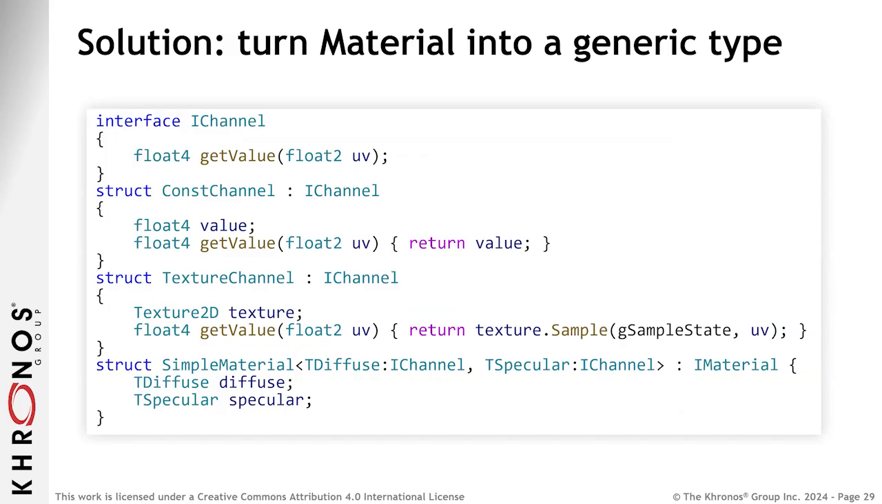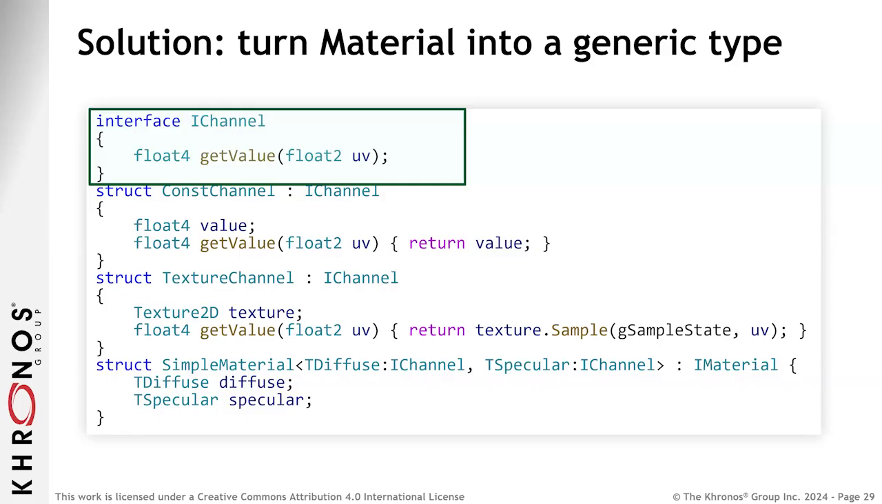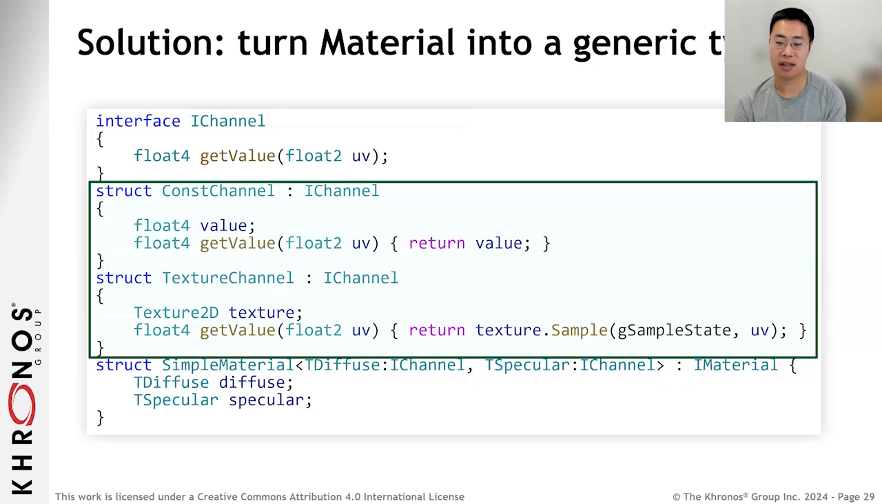Again, this can be achieved without using preprocessors. So I can define this iChannel interface that represents a parameter, which declares that any implementation of a channel needs to provide a getValue method that returns a parameter value at a given UV coordinate. And then this iChannel interface is implemented by two types, the const channel that represents a constant value, and texture channel that represents a texture.